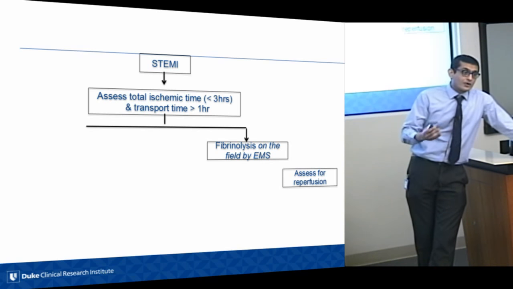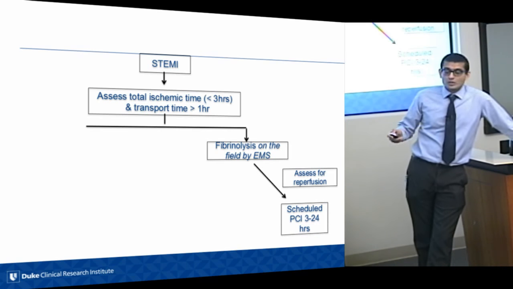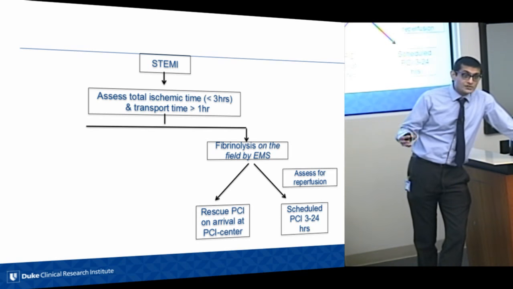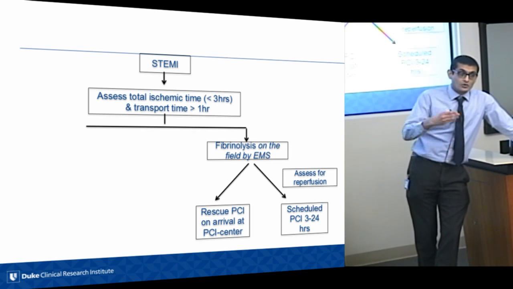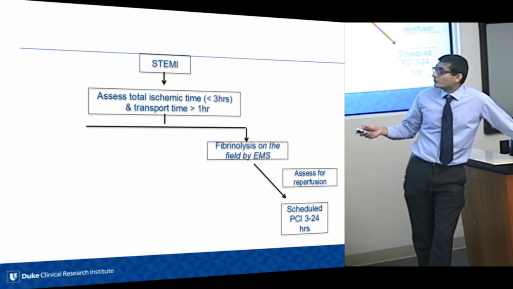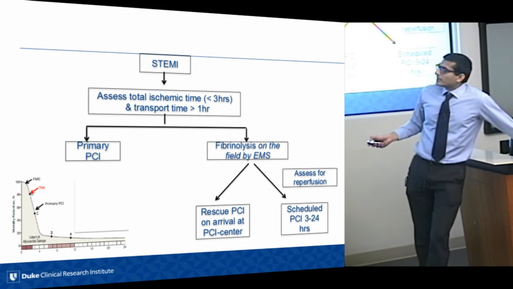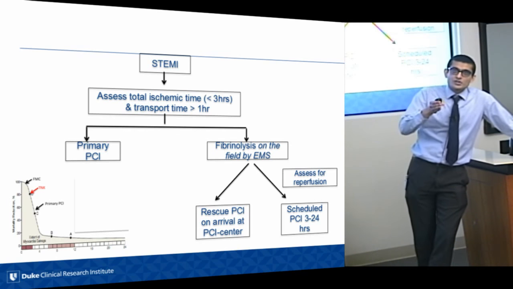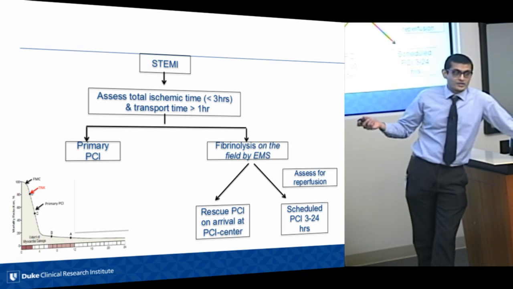When they arrive, about an hour to 2 hours later, we assess for reperfusion. If the patient reperfused, they undergo scheduled PCI about 3 to 24 hours later. If they did not reperfuse, they undergo rescue PCI on arrival. Only if their transport time is under 1 hour do they come in for primary PCI. And truly, we believe that is one strategy where we could move patients from point C to point D by trying to reduce the ischemic time and increasing the amount of myocardial salvage in patients with STEMI. And this is one strategy.